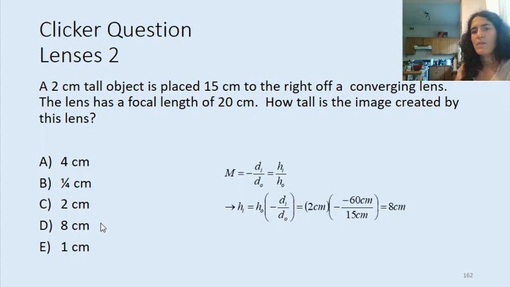Right, so the magnification is minus DI over DO. It's also equal to HI over HO. I can solve this equation for HI, and I get HO is 2 centimeters, DI is minus 60, DO is 15. I can solve and get 8.